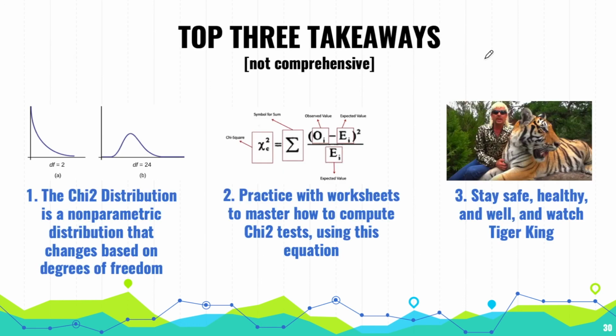So our top 3 takeaways from this video, again, they're never comprehensive, but they're just to guide your learning. 1, remember, the chi-squared distribution is a non-parametric distribution that changes based on the degrees of freedom that you have. 2, I want you to practice with the worksheets and master how to compute chi-squared tests using this equation.